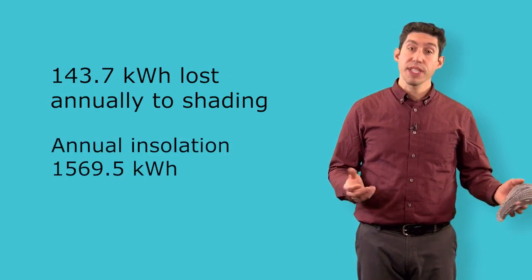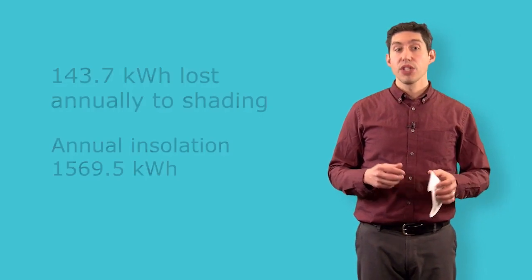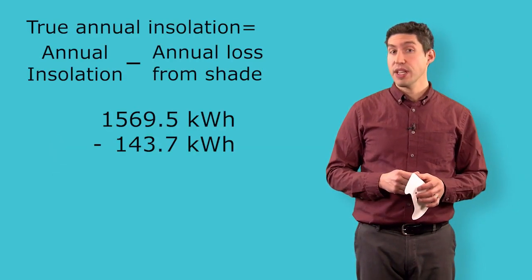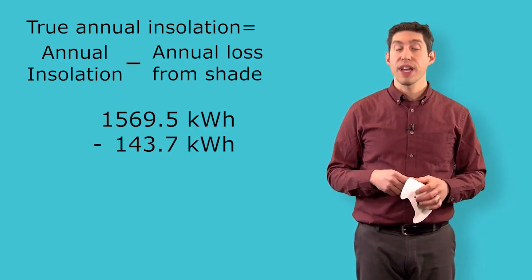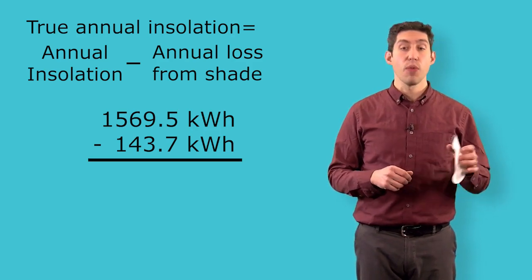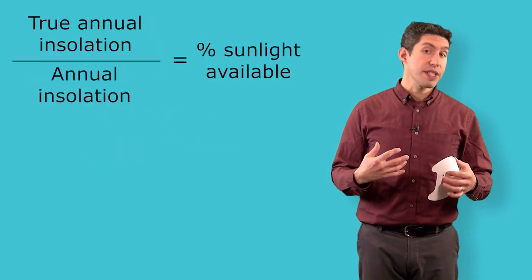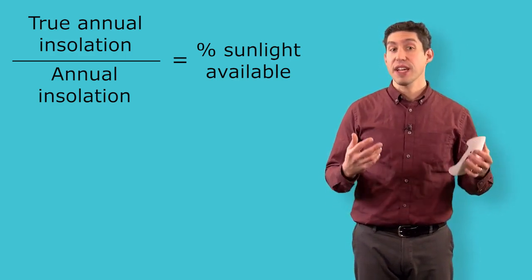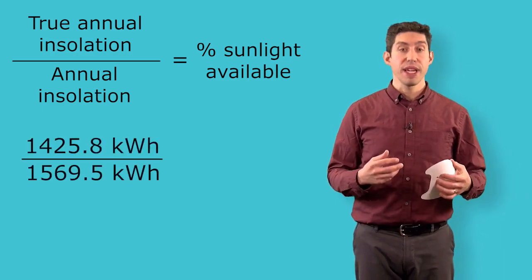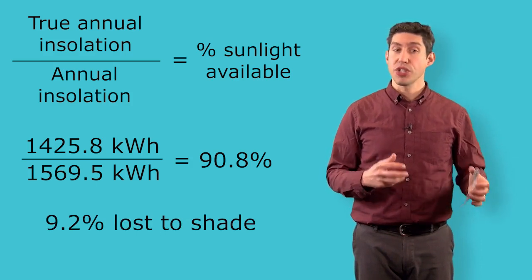The location would normally receive 1,569.5 kilowatt hours per year. So I then subtract 143.7 kilowatt hours from 1,569.5 kilowatt hours per year, and I get the true annual insolation of 1,425.8 kilowatt hours per year. The last step would be to divide the true hours of insolation by the original annual hours of insolation to get the percentage of sunlight available during the year. In this case, it would be 90.8%, meaning 9.2% is lost due to shade.